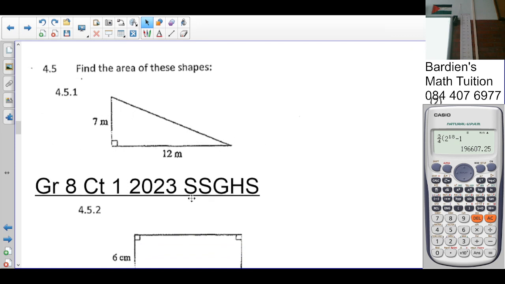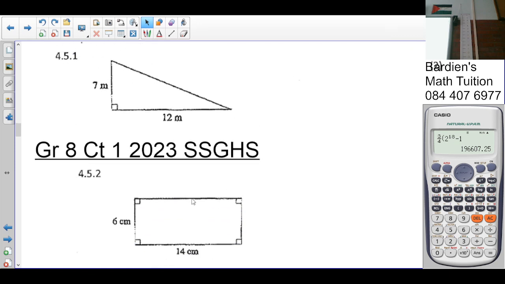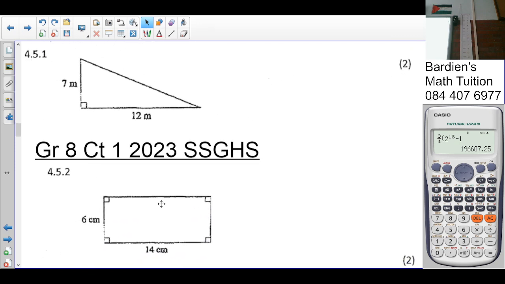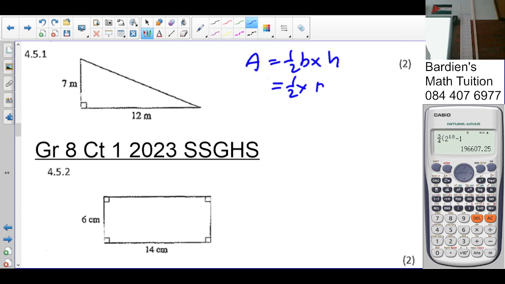Find the area of these shapes. People, how do you calculate the area of a triangle? Half base times height. So the area is going to be half base times height. So it's half. What's my base here? 12. What's the height? 7. That's going to give us 6. 6 times 7 is 42 meters.